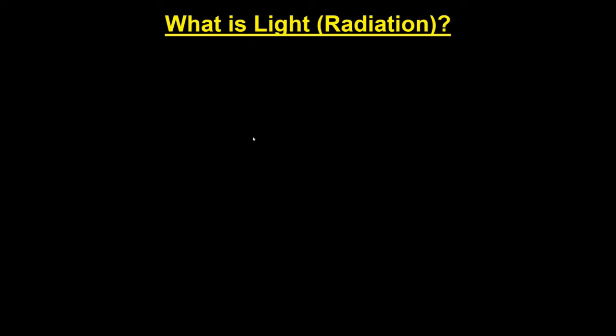Light is a special type of radiation. It radiates. Visible light is radiation.